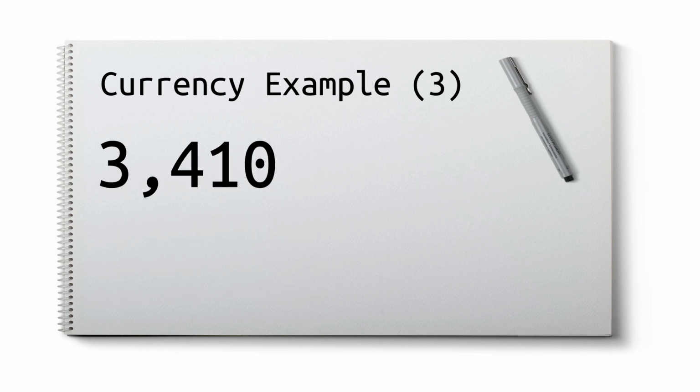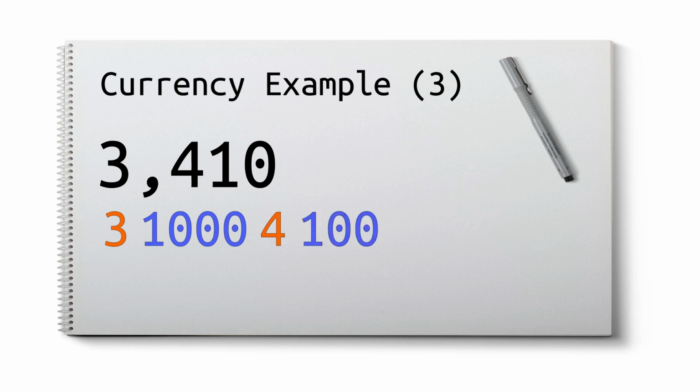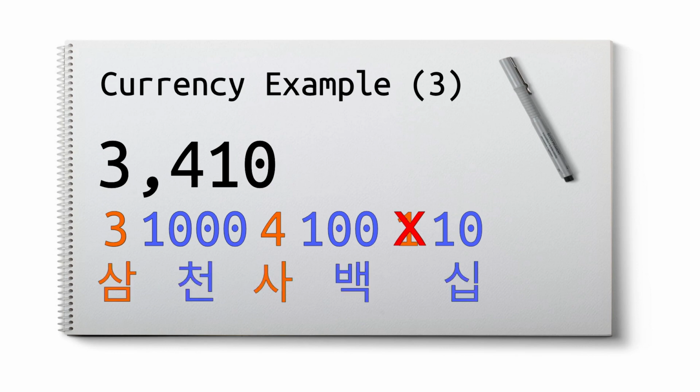Now example 3. So it starts with 3. So 3 and then the digit of 3 is 1000. 4 and the digit of 4 is 100. And then 1, the digit of 1 is 10. Same as the previous example, you're going to omit 1 as a number. So you're going to say 3410.